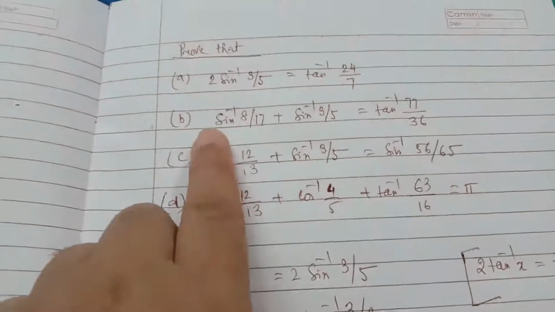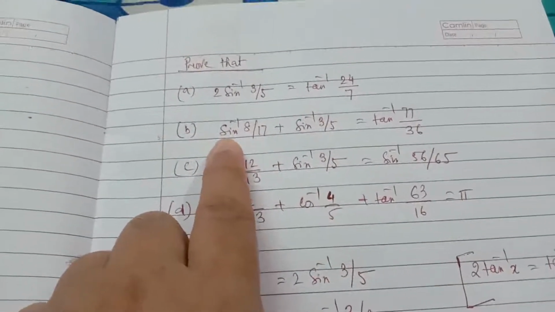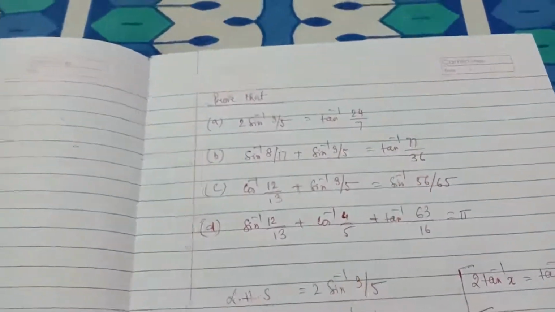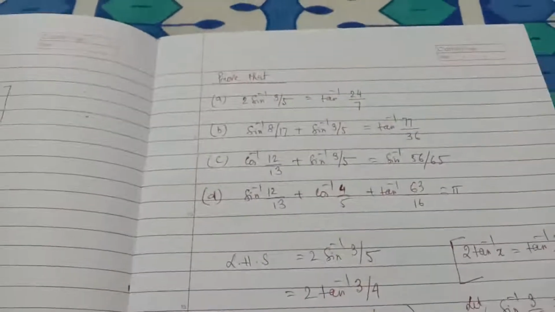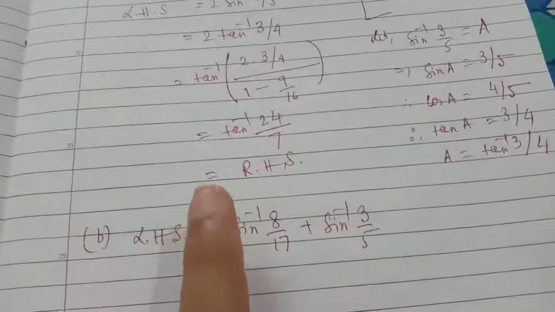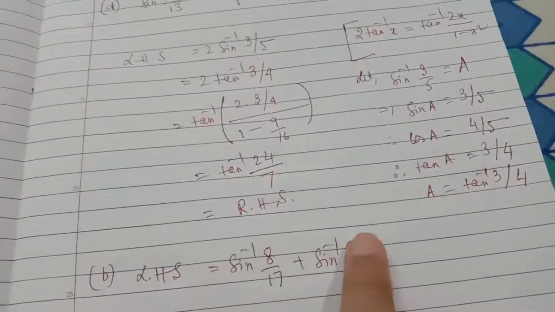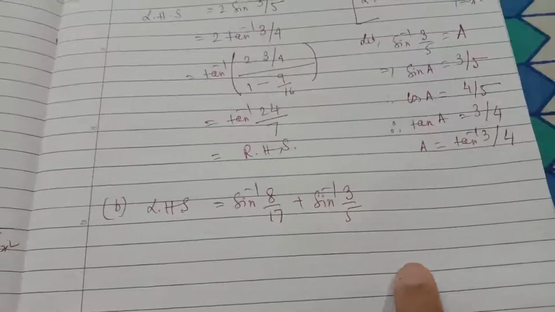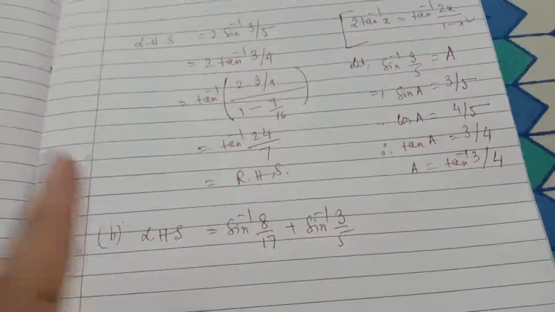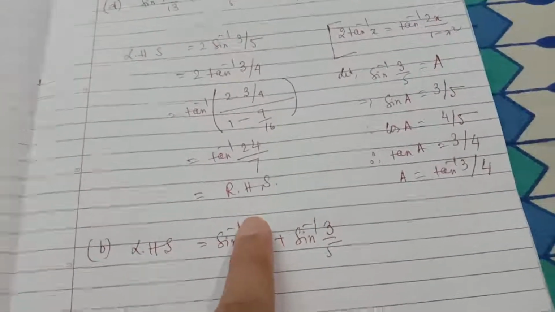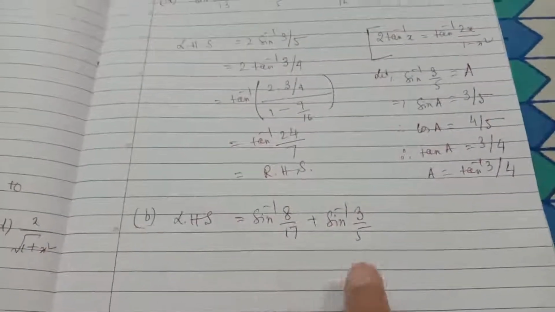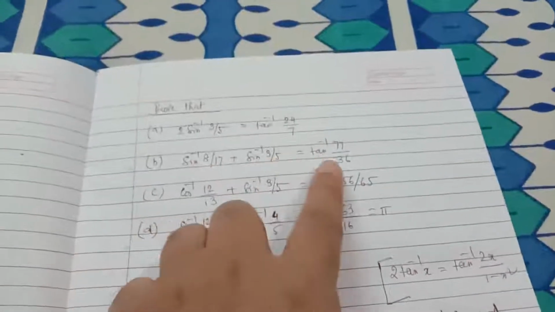Question number B. Prove that sine inverse of 8 by 17 plus sine inverse of 3 by 5 is equal to tan inverse of 77 by 36. Now, we can proceed in two different ways. Either first we can apply the formula for sine inverse of x plus sine inverse of y, add these two, and then change sine inverse to tan inverse. Or at the beginning we can change each sine inverse to tan inverse, then apply the formula tan inverse of x plus tan inverse of y, because we have to express our answer in terms of tan.